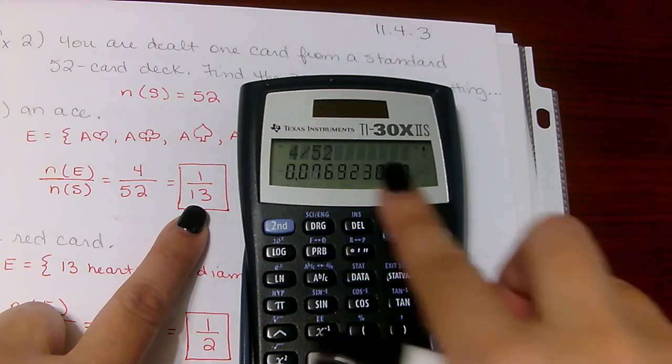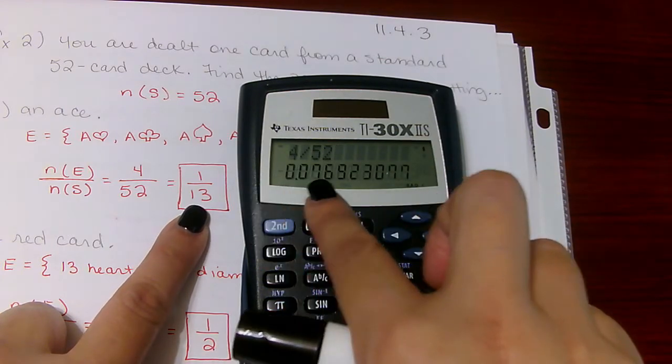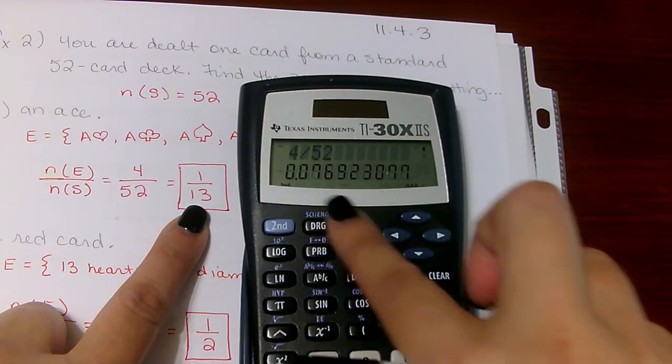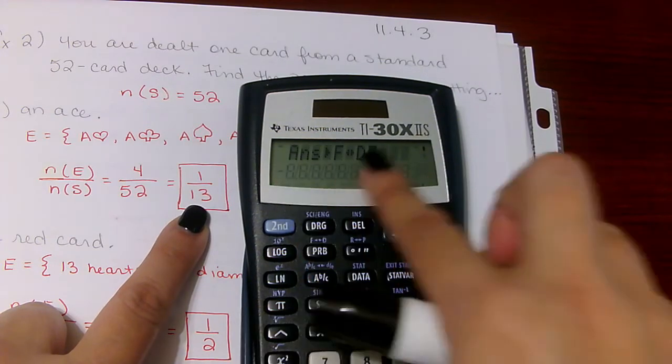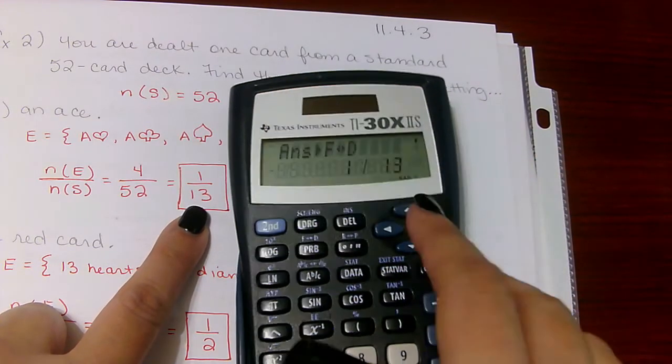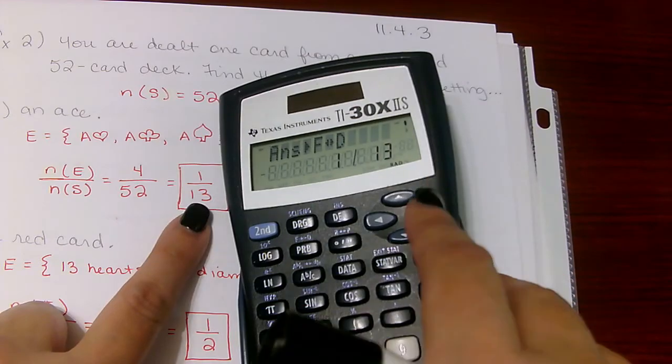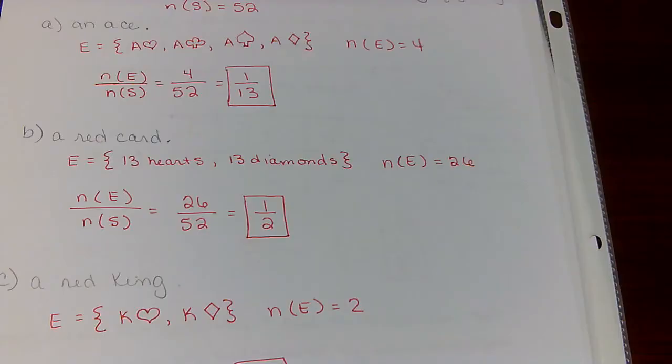So 4 out of 52 is this. Anytime it's a repeating decimal, see if it's possible to go ahead and change that into a fraction. In this case it is, and that's what we want to go ahead and use.